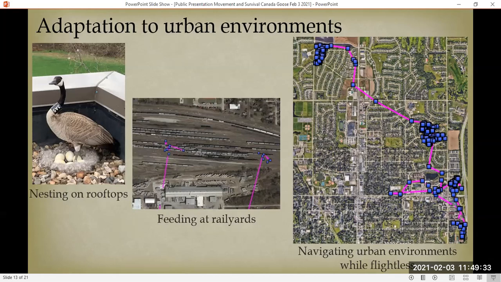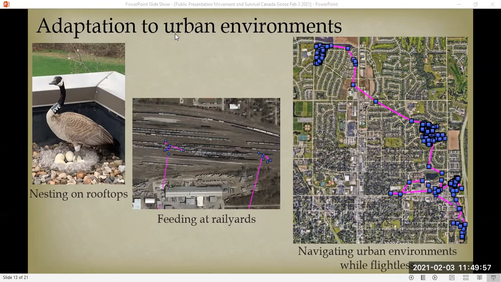Since Orin went through some of the more quantitative results of our research, I'd like to take a little bit of time and just talk about a few examples of goose movement and behavior that I hope everybody will find interesting. To start off, I'd like to just give a few examples of some of the more interesting adaptations to urban environments that we observed in the geese over the course of the project.